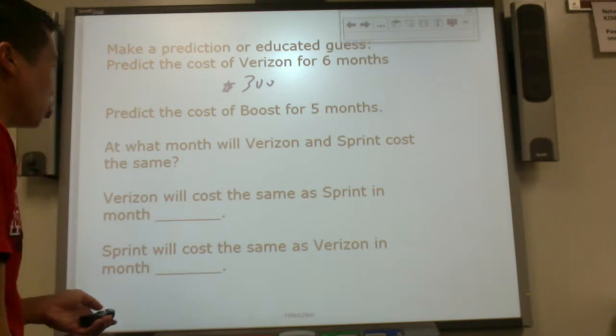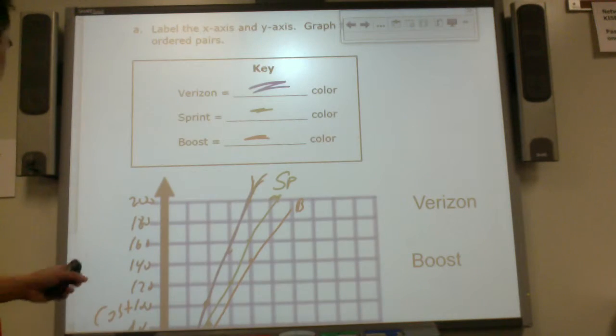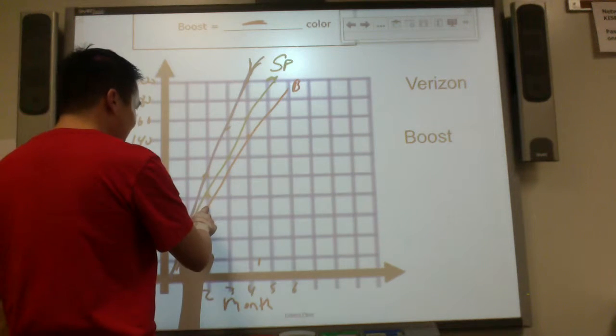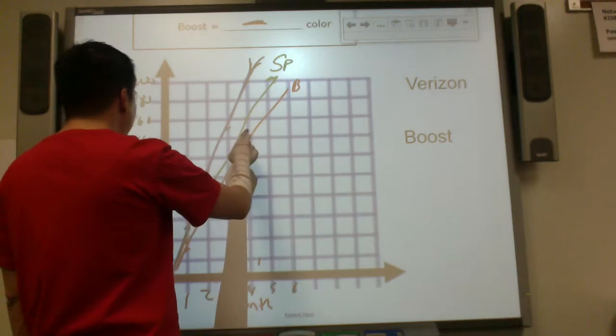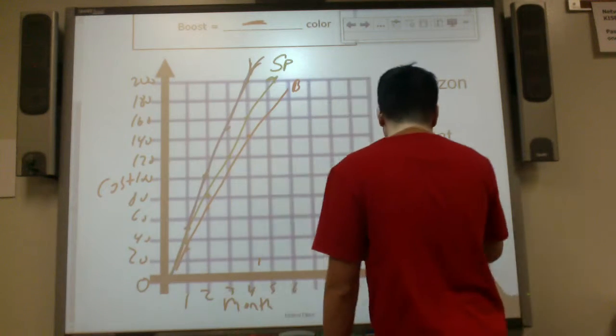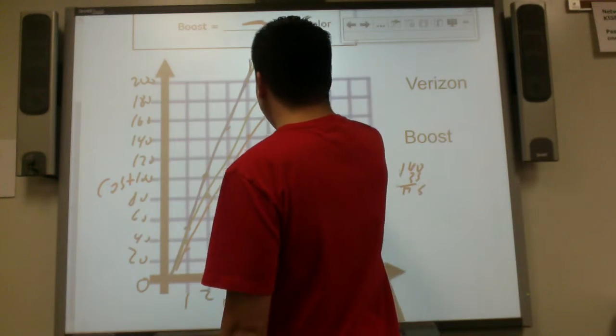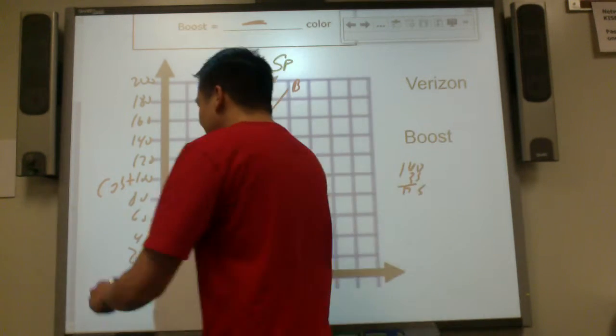Predict the cost of Boost for 5 months. So let's see, Boost for 5 months. 35, 70, 105, 140, 35 more, that'd be 175, and it is true, right there, 175.